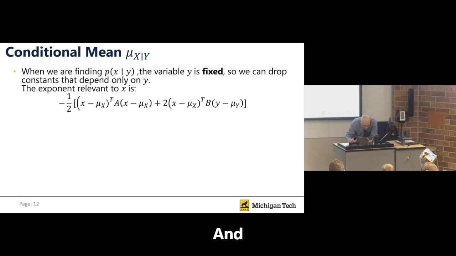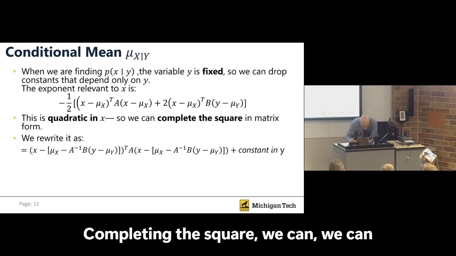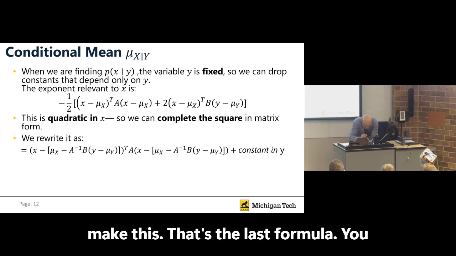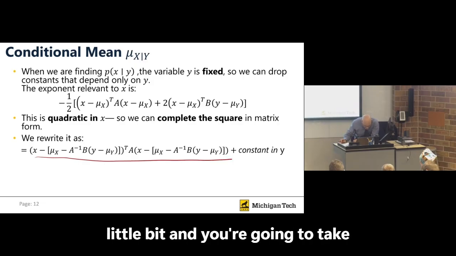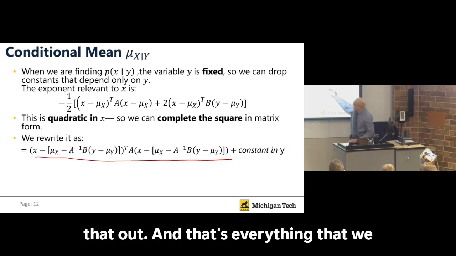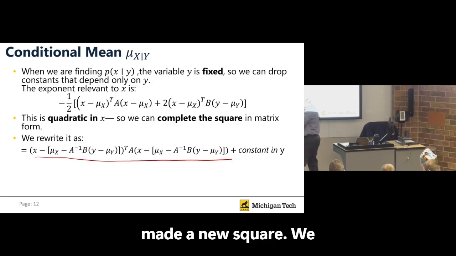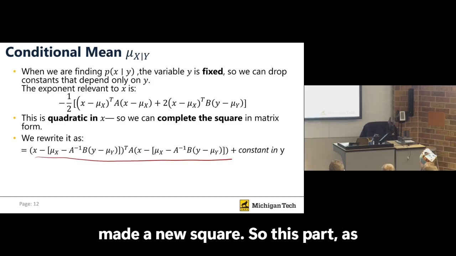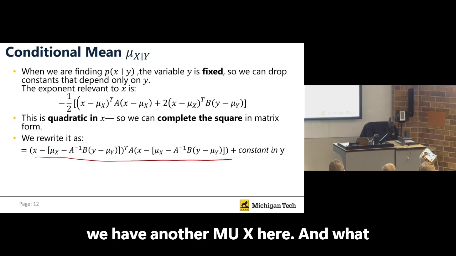Using completing the square, we can make this. That's the last formula. You need to just work with that a little bit, and you're going to take that out. And that's everything that we need. This is the complete form. We made a new square. So this part, as you can see, we have mu x here. We have another mu x here.